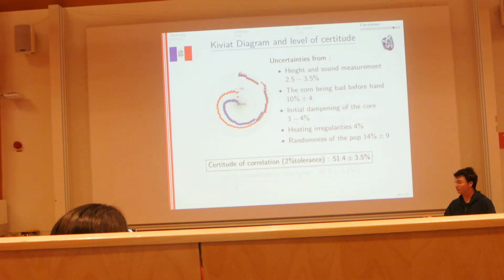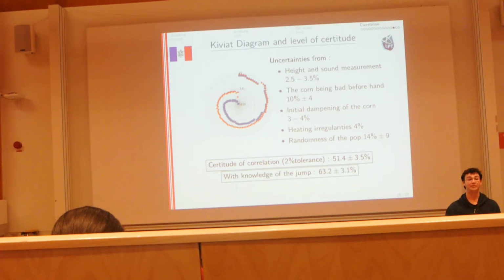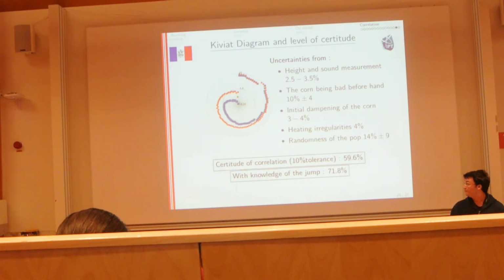The correlation, if you give me a 2% tolerance, is I will have a 50% chance of finding you the proper height within 2%. If you tell me that the corn jumped or not, I'm going to have a more likely chance to find an answer to that. If you actually give me 10% tolerance, then I'm going to be quite close on the actual jump itself.